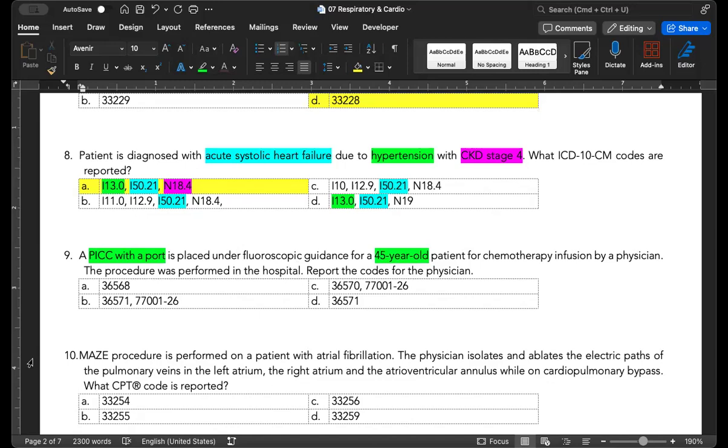Three, 6, 5, 71. So we're going to use 3, 6, 5, 71. Okay, so the big question is, should we report that fluoroscopic guidance separately, or should we just report the 3, 6, 5, 71? What do you guys think?